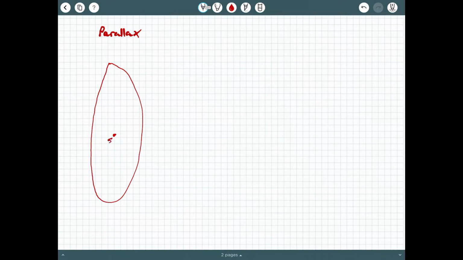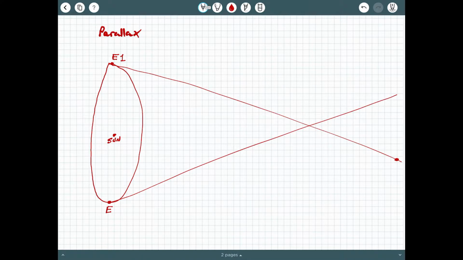If we look at our solar system, you have the sun in the center and the Earth orbiting here. The Earth obviously sweeps out locations in the course of the year. So in 6 months' time, at E1, the Earth may be looking at an object in deep space, and that object is out there someplace. It appears to be over here in the sky. And then 6 months later, looking at the same object, it may appear to be over there in the sky relative to very distant objects.